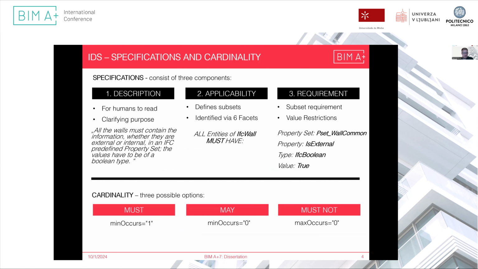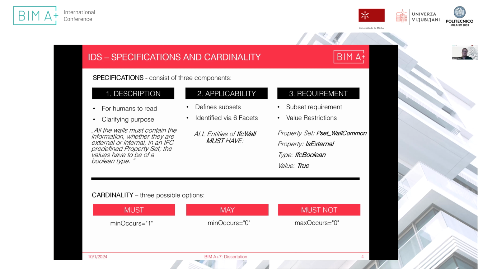The term specification was uttered. So let's have a look at that. A specification consists of 3 components. We have description, which is more for humans to read and to clarify the purpose. Why are we setting this specification? Then we have applicability, where we define a subset of IFC for which this specification is valid. We use for this 6 facets, but more on this in the next slide. And then we have requirement, where we set the requirement for the subset identified, sort of value restrictions.